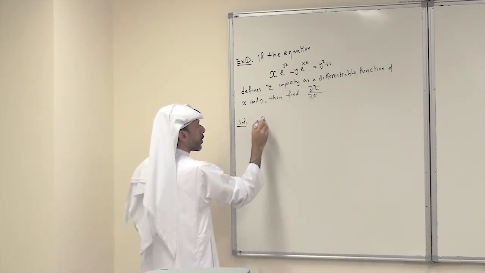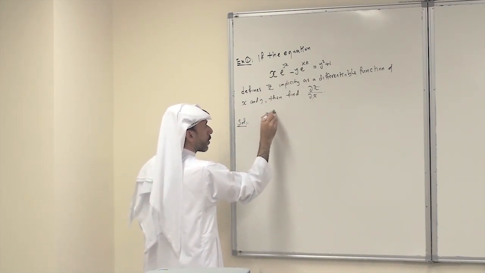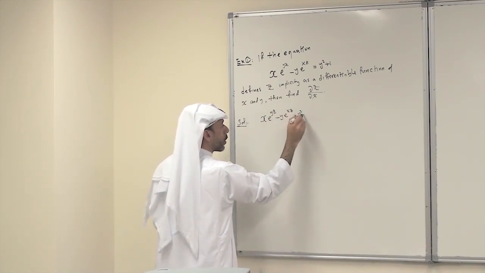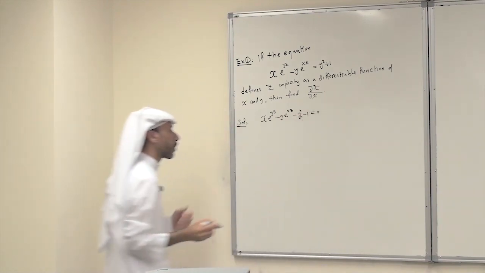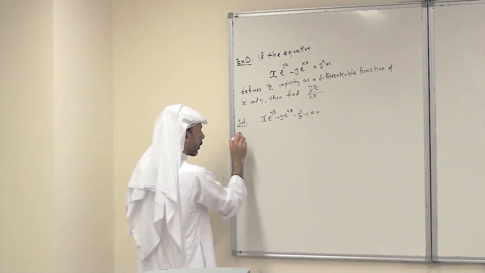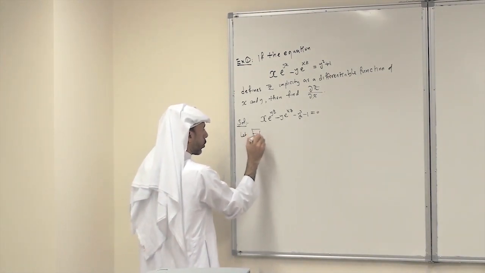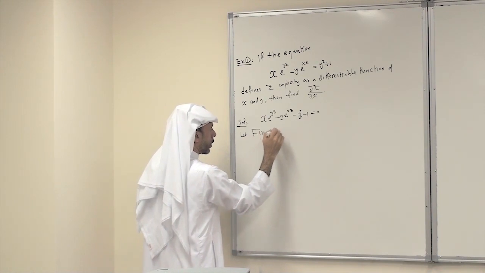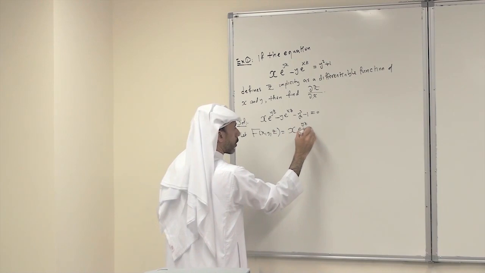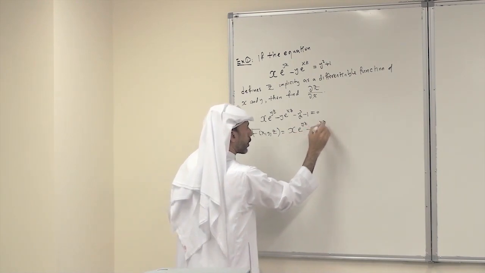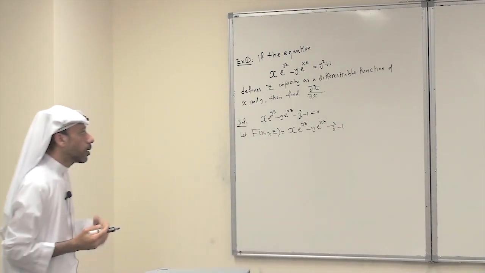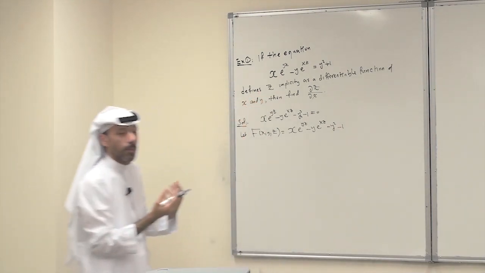So here we have x e^(yz) minus y e^(xz) minus y squared minus 1 equal to 0, and we take this to be capital F. Let capital F of x, y, z equal x e^(yz) minus y e^(xz) minus y squared minus 1. Now to find partial z, partial x, we apply the formula.